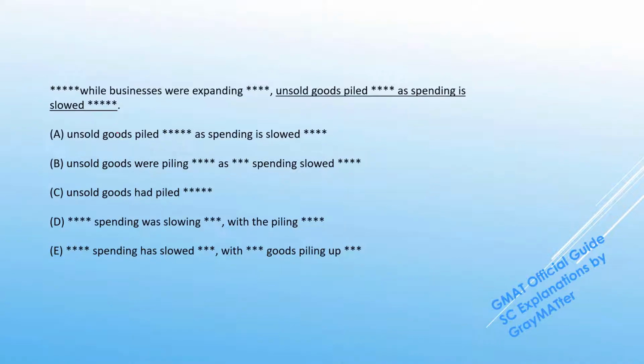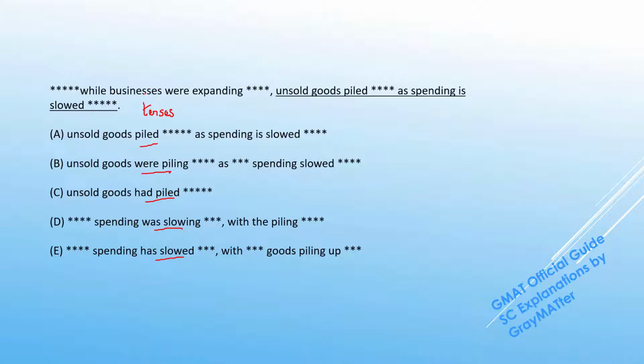A vertical scan through the answer choices reveals that A, B, and C start with unsold goods, whereas D and E start with consumer spending. But the real split is in the usage of the verbs here. A says piled, B says were piling, C says had piled, D says was slowing, and E says has slowed. Now this split should reveal that the concept being tested is tenses.